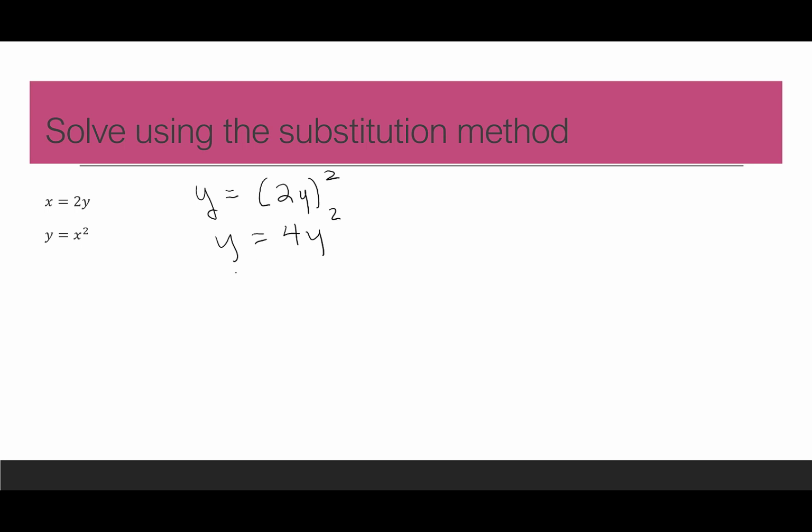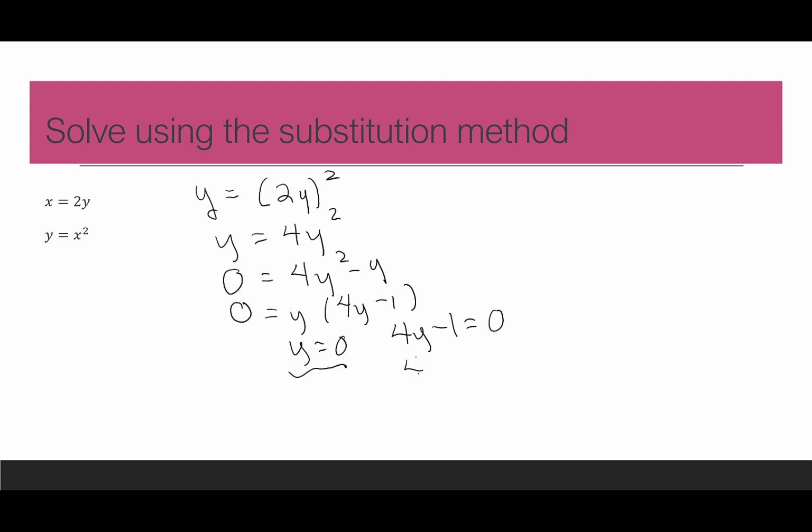And I'm going to bring this y over, so I'm going to have 0 is 4y squared minus y. I can factor out a y, so I have y times (4y minus 1). So I could set y equals 0, and I set 4y minus 1 equal to 0. The y equals 0 is good. 4y then is 1, and y is 1 over 4. So potentially, again, two solutions.